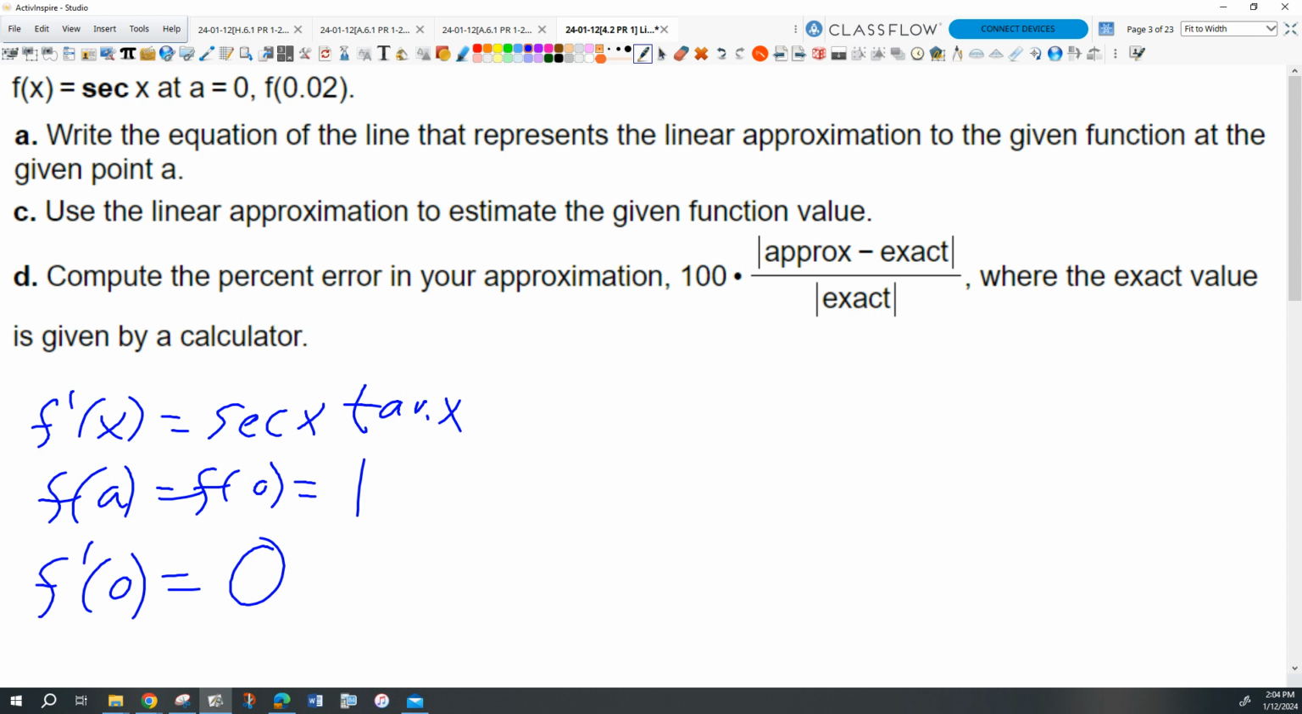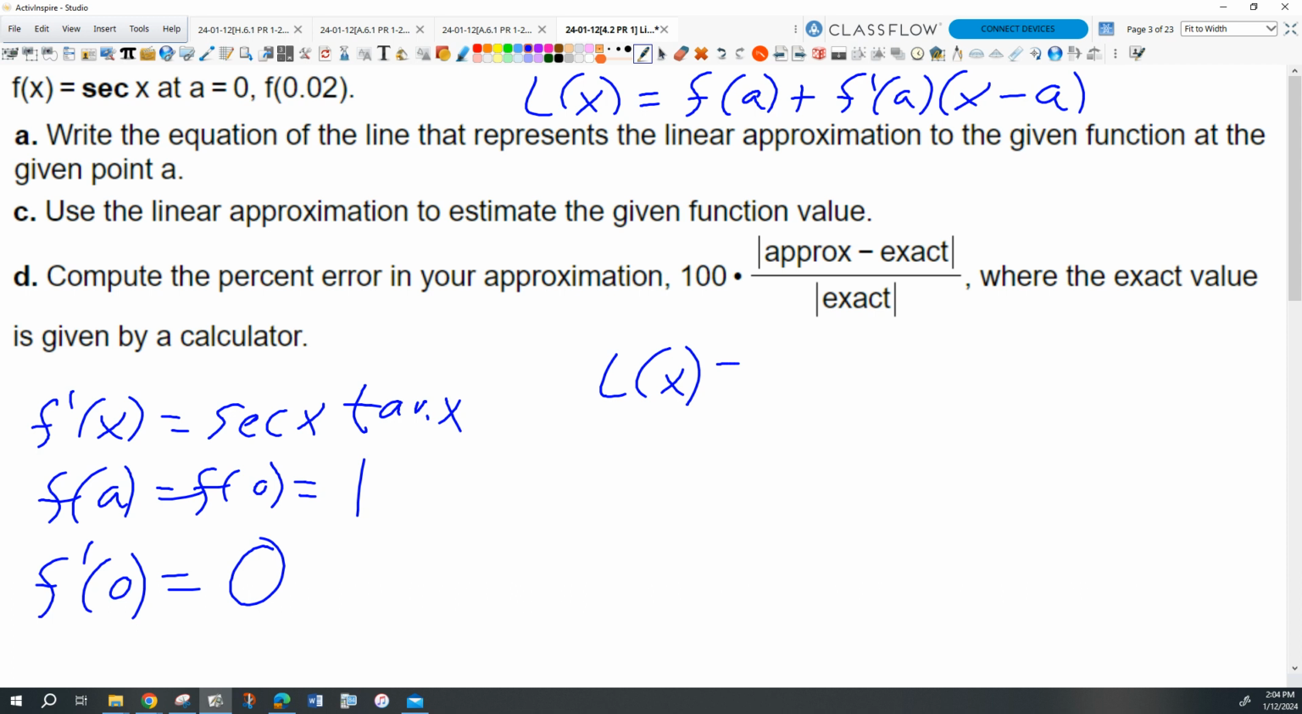Okay? So if I want to come up with a linearization then, well, what's that going to be? Our linearization is L of x equals what? First of all, f of a plus f prime of a times x minus a. So for us then, that's going to become L of x is, f of a is 1, right? Because it's f of 0 for us. Yeah. Okay.